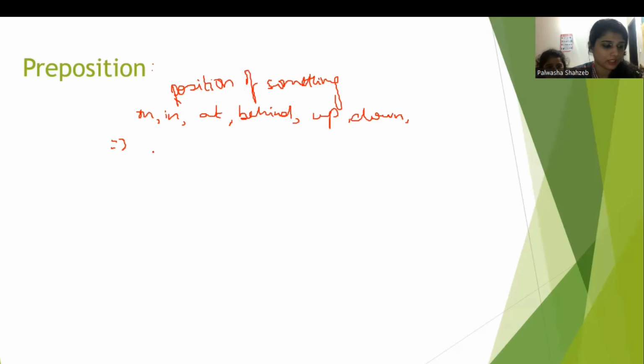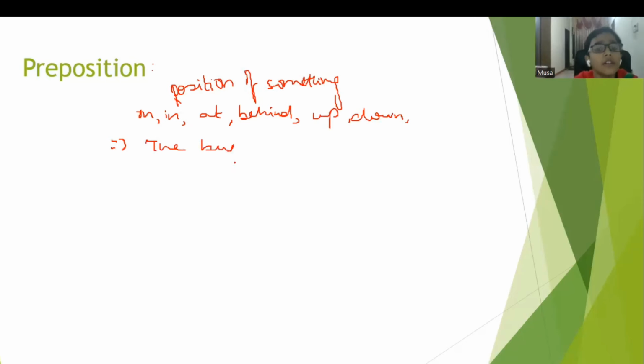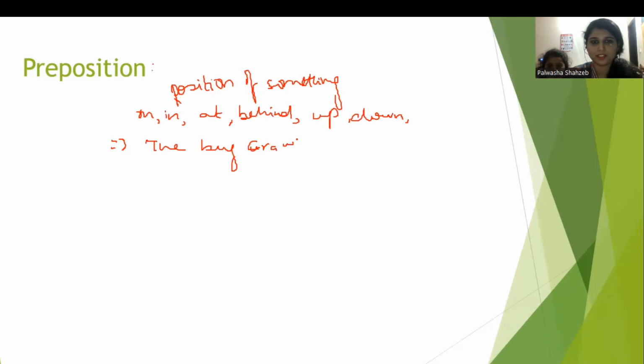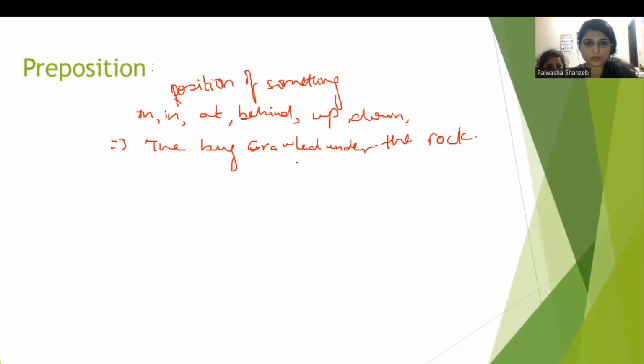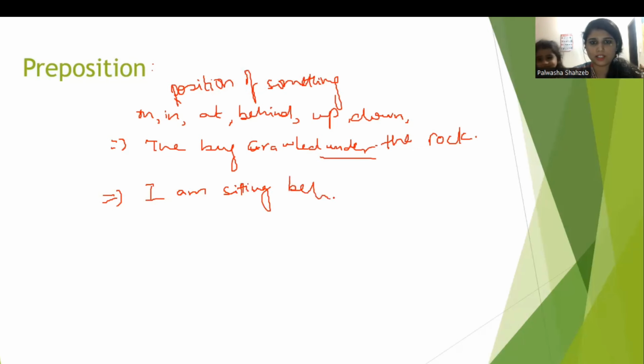Okay, so hurry up. The books are above the table. The bug crawled under the rock. So this word under is a preposition, telling the position. I am sitting behind the chair. Behind is a preposition. My cat is sitting under the box.